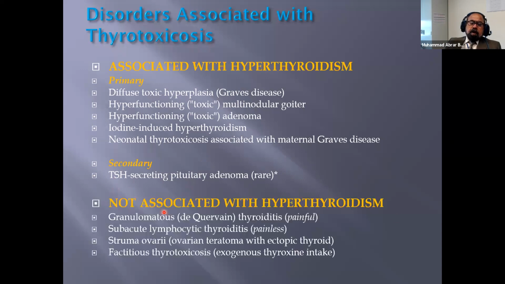Then, not associated with hyperthyroidism, there are four conditions, like granulomatous de Quervain thyroiditis, which is really painful. Then the other one is subacute lymphocytic thyroiditis, which is painless. Then we have struma ovarii, which we have already discussed 2 days ago in teratomas. So sometimes they have an ectopic thyroid gland, and they secrete more and more thyroid hormone.